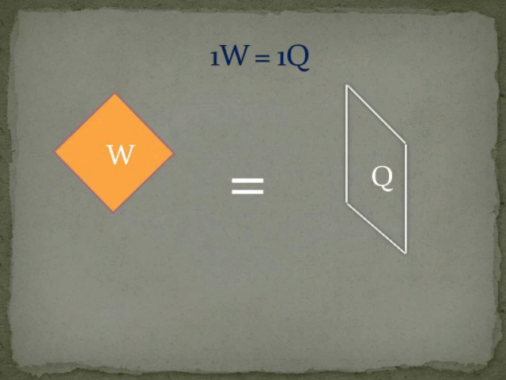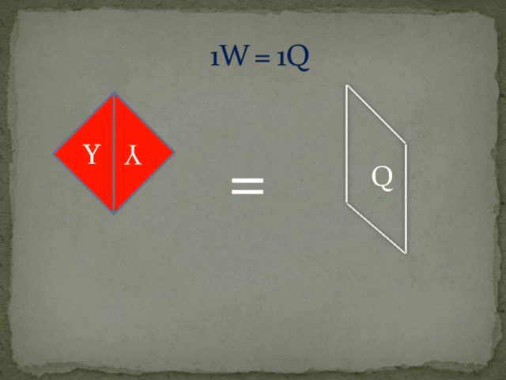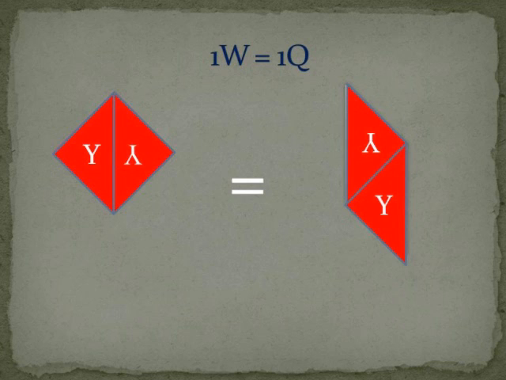Is 1w equal to 1q? At first glance, it looks like they're not equal. But in order to prove if this equation is right, it is necessary to use 2 small triangles. First, place the 2 small triangles on top of the square, and then place the same triangles on top of the parallelogram. The two y's can form the square shape as well as the parallelogram shape, so the equation 1w equal to 1q is correct.